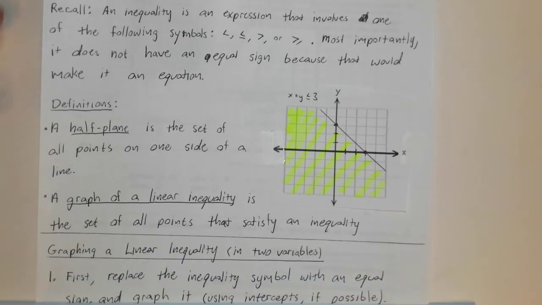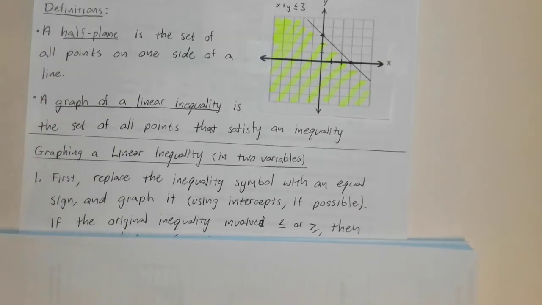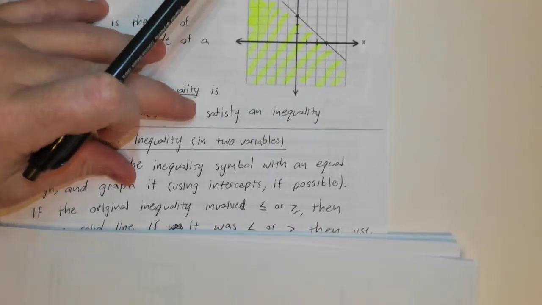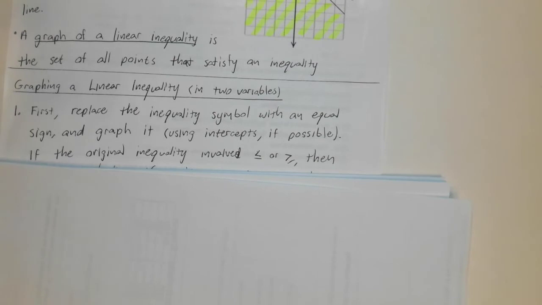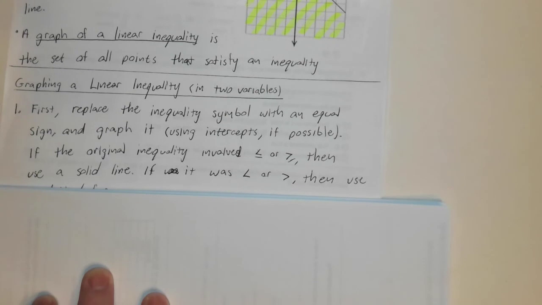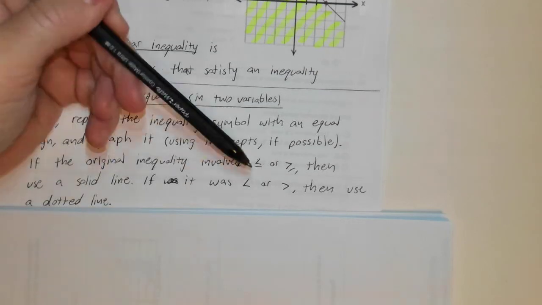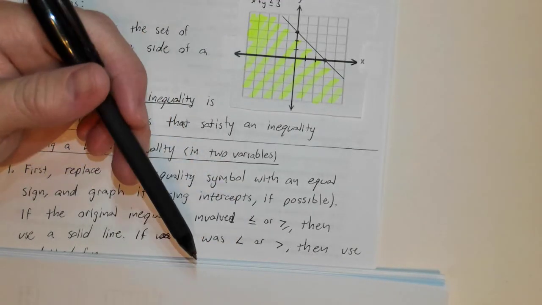Here is how we do it. I'm going to do an example in a minute, but first I want to tell you what the plan is. The first thing I'm going to do is write the inequality down as if it was an equation. I would think of the previous one as x plus y equals 3, without the less than. First replace the inequality with an equal sign, and then graph it using intercepts if possible. If the original inequality is less than or equal to or greater than or equal to, we use a solid line. If it was less than or greater than without the equals, we use a dotted line. If it includes the equal sign, it includes the points on the line. If it does not, it doesn't include those. That's it.